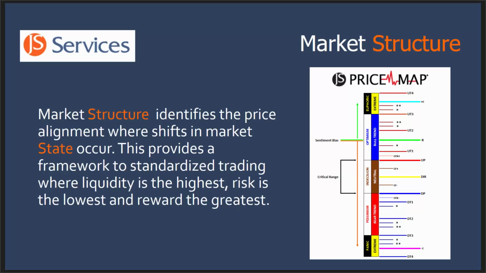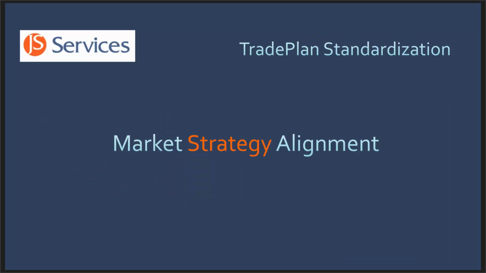So market structure identifies the price alignment where shifts in market state occur. This provides a framework to standardize trading where liquidity is the highest, risk is the lowest, and reward is the greatest. So that's what this market structure framework is giving us. So we have this state condition.